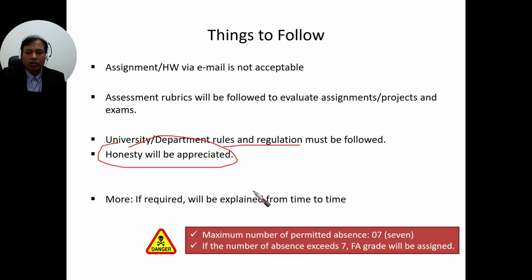The maximum number of permitted absences is 7. We'll have at least 30 lectures, that means not 30 weeks, but 30 lectures, each week two lectures. Among those 30 or 32 lectures, you are permitted to be absent on 7 lectures. If the number of absences exceeds 7, your grade will be FA automatically. It's not in my hand.